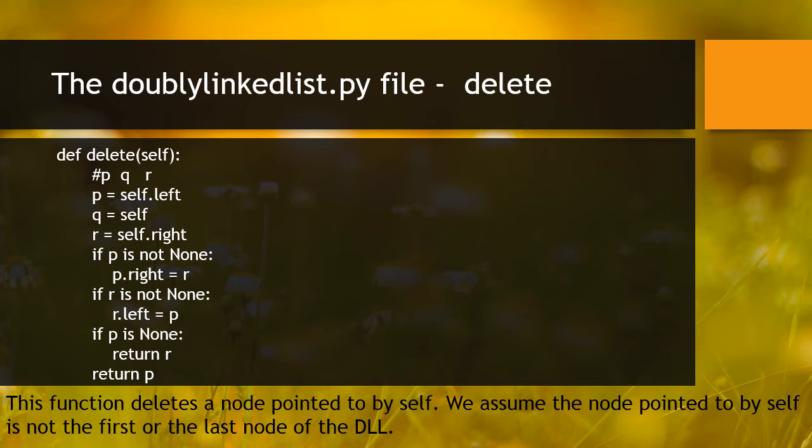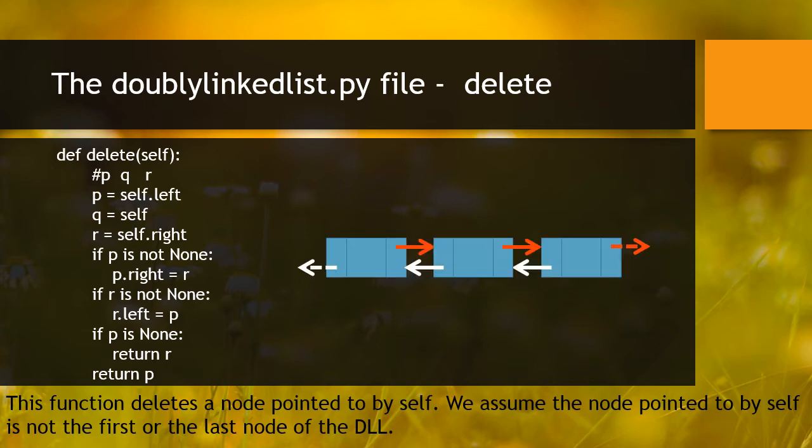The delete function. This function deletes a node pointed to by self. First, we assume that the node pointed to by self is not the first or the last node of the DLL. So, we have this list. Self points to a node which has nodes on both sides. We arrange PQR in such a way that P is on the left, Q is in the middle, R is on the right. P is self dot left.